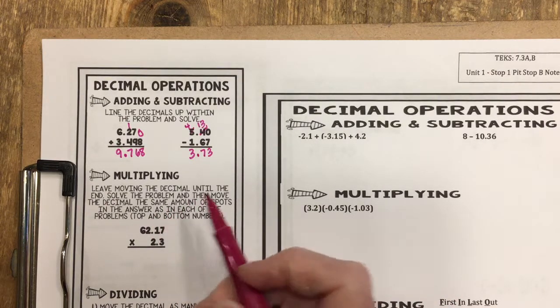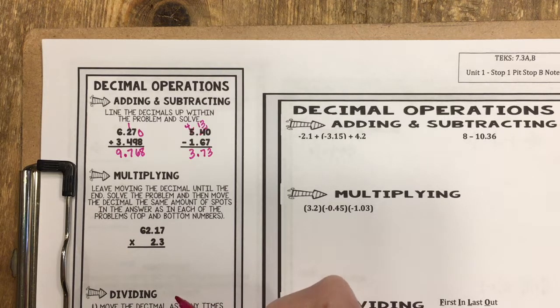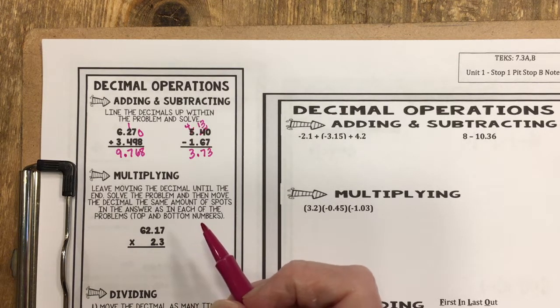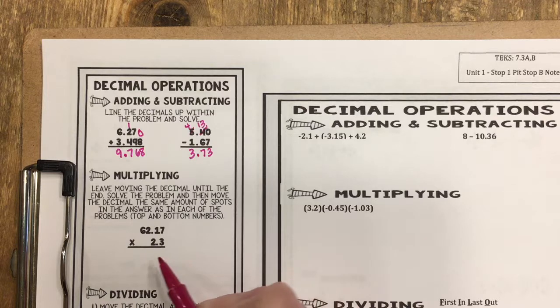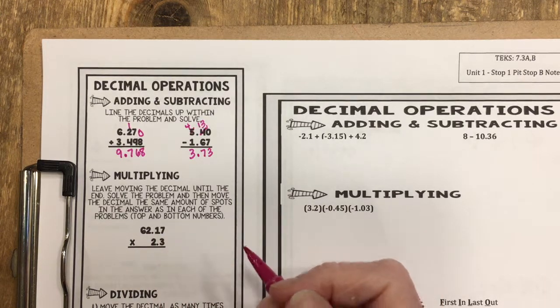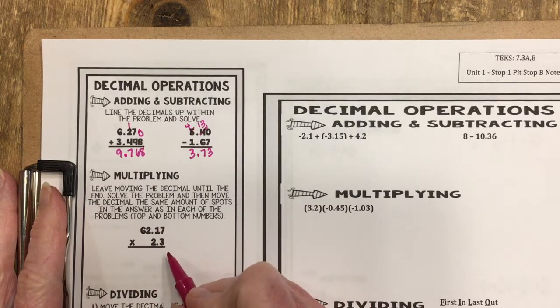With multiplying, you're going to leave the moving of the decimal until the very end. So first you just solve the problem. It's like a regular multiplication problem. And at the end we're going to move the decimal, and we'll talk about that in a minute. Notice that when you multiply decimals, you don't need to line them up. And that's really because you're ignoring the decimal until the very end. So we're just going to pretend it's not even there and just treat this as a regular multiplication.